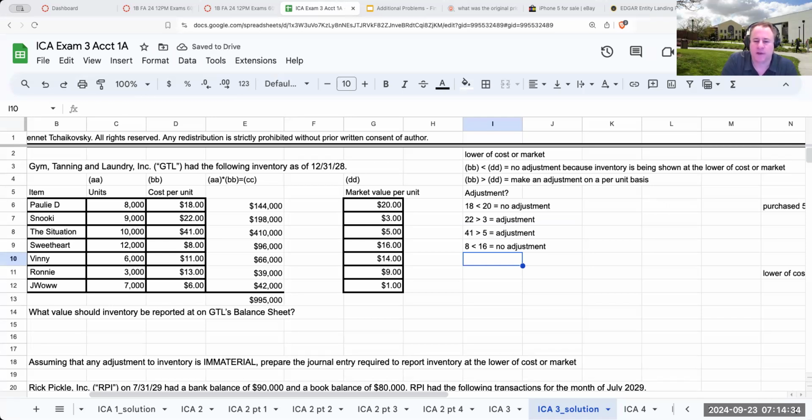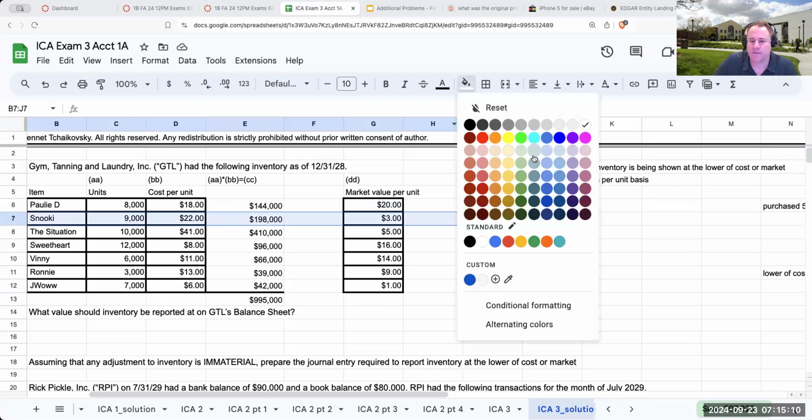Over here for Vinny, my 11 is less than the market price of 14, so no adjustment. For Ronnie, the 13 is greater than the market value, so we're going to have to make an adjustment. And lastly, for JWoww, the cost per unit is greater than the market value, so we're going to have to make an adjustment.